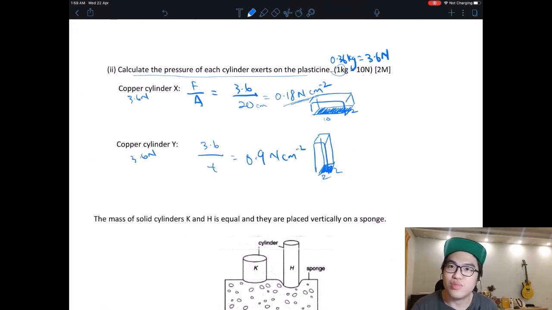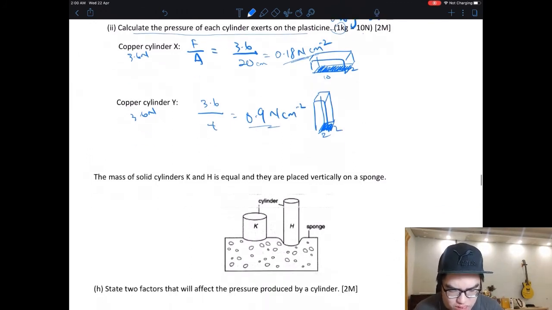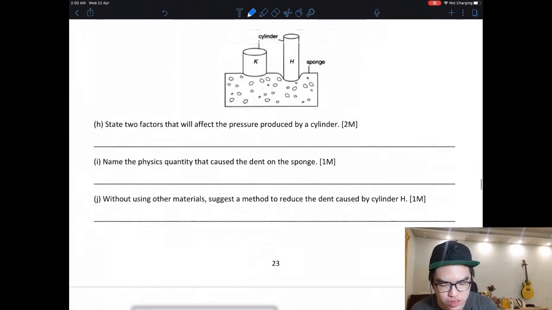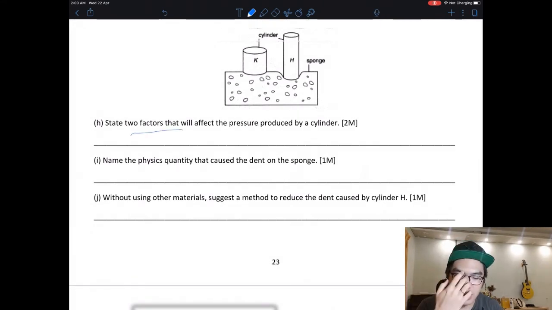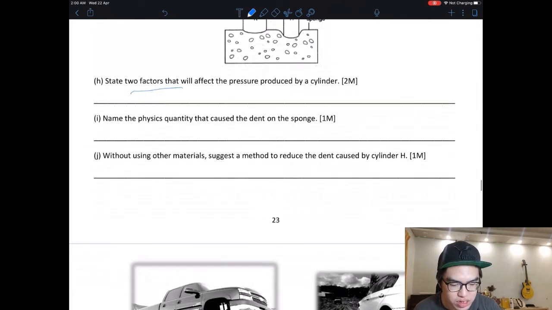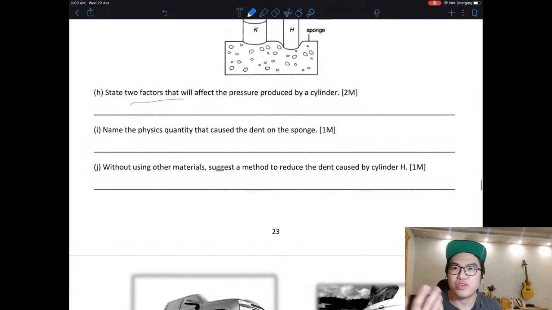This one has higher pressure. If let's say I throw my bottle at you like this, it's less painful than if I throw at you like this. Area smaller, if it hits your face, it's going to be much more painful because the area is smaller. I hope this makes sense. So same concept here. State 2 factors that affect pressure, which are your mass and area. And the physical quantity that causes the dent on the sponge? What causes the dent? Pressure.